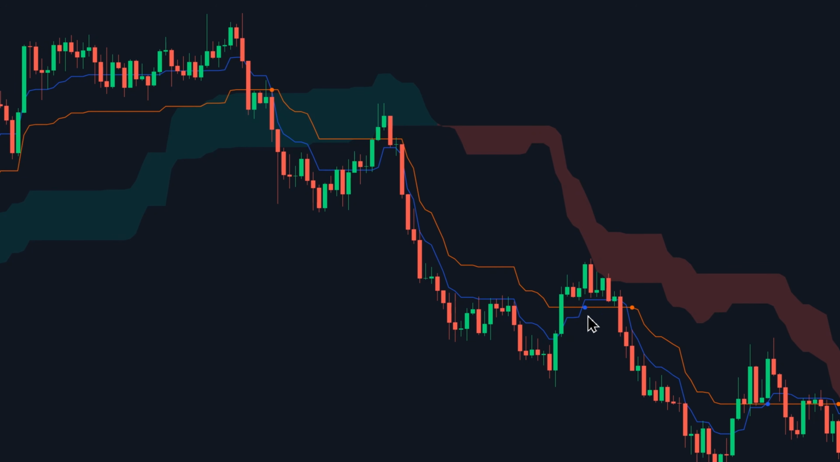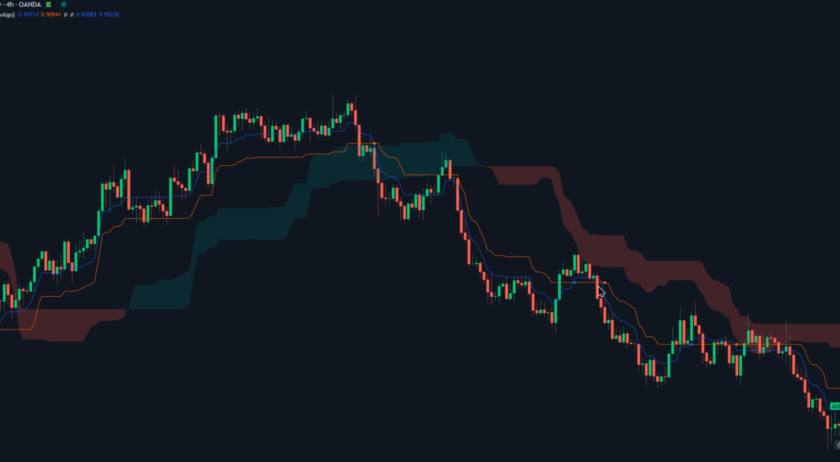And then we have these blue and orange dots. These are basically crossover signals. A blue crossover signal like this is going to be printed whenever this blue line crosses above the orange line. Conversely, an orange signal is going to be printed whenever the orange line crosses above the blue line.